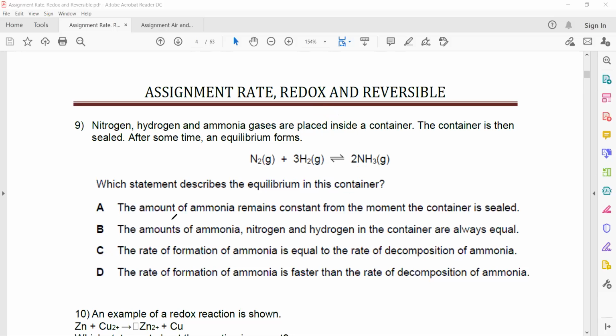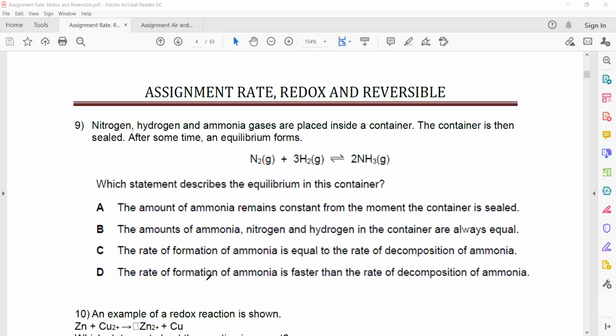Why other statements are not correct? Amount of ammonia remains constant from the moment the container is sealed. No, not from that moment, it will remain constant throughout. The amount of ammonia, nitrogen, and hydrogen is always equal. That's totally wrong. It does not mean that you have 2 grams of nitrogen, 2 grams of hydrogen, and 2 grams of ammonia. That is not equilibrium.